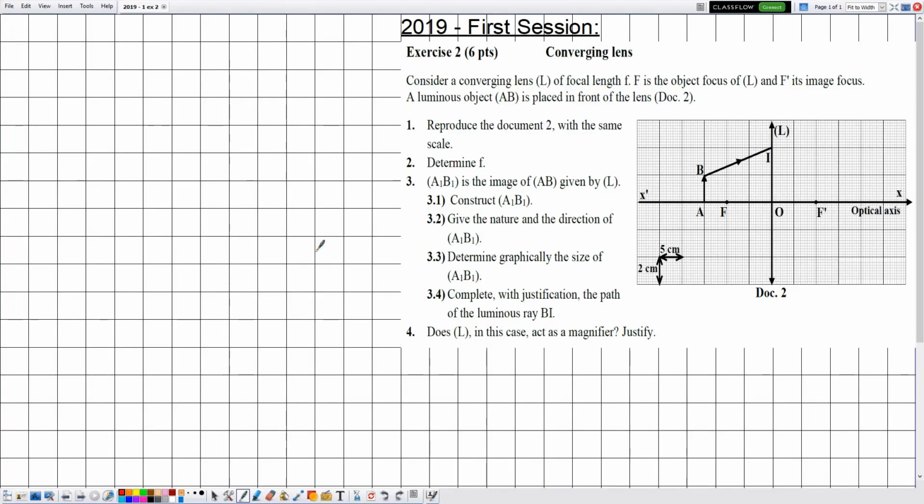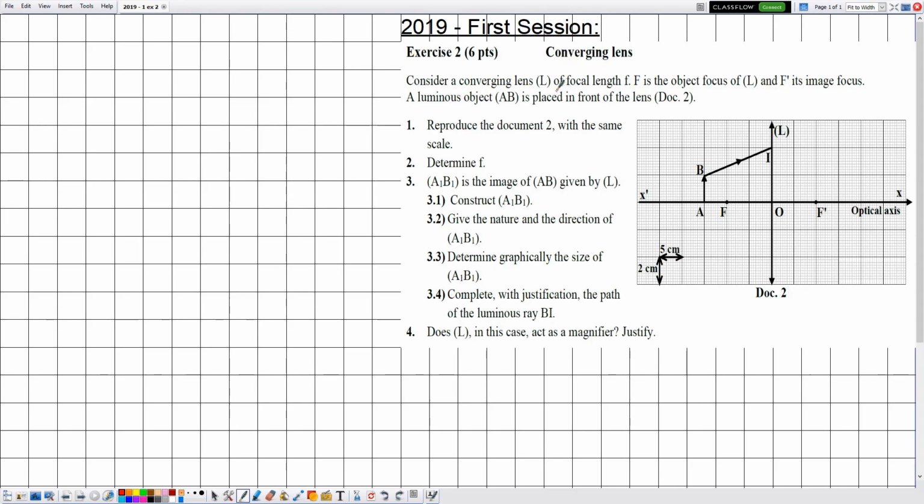Okay, hello everyone, in a new video. In this one we are going to solve an exercise related to optics in the chapters of lenses and formation of images. This exercise was a previous one in the brevet exams in 2019, first session, exercise number 2. The title of this exercise is Converging Lens.